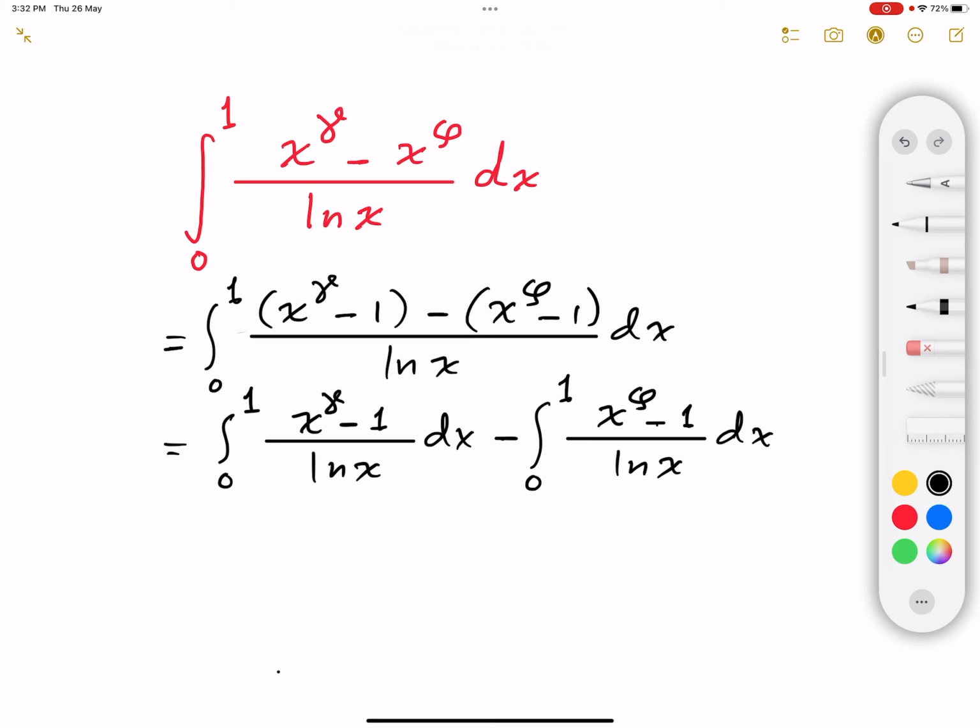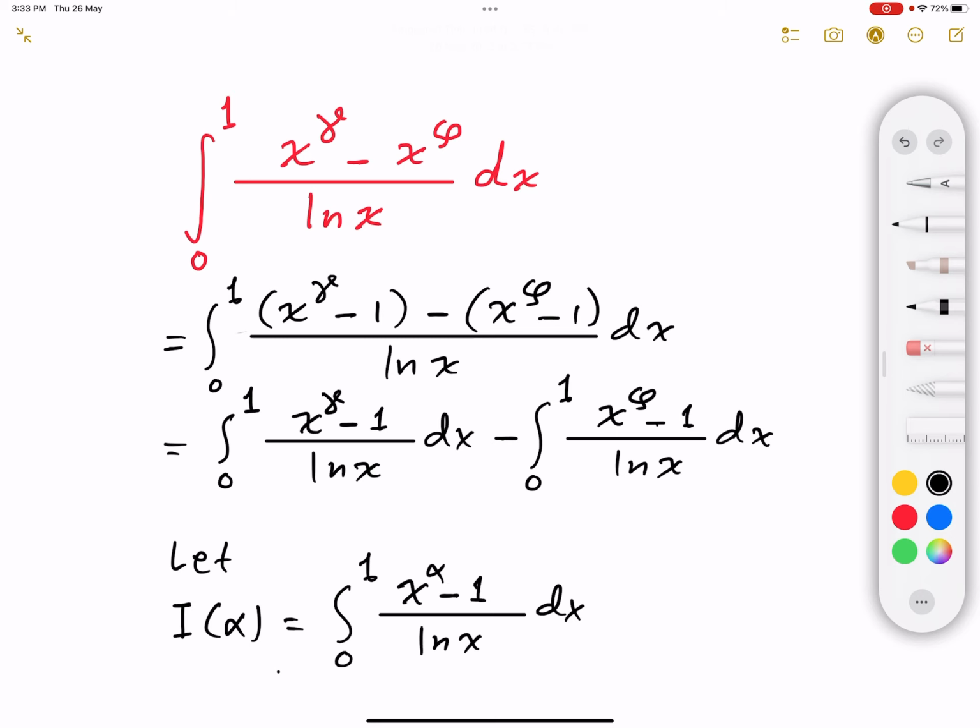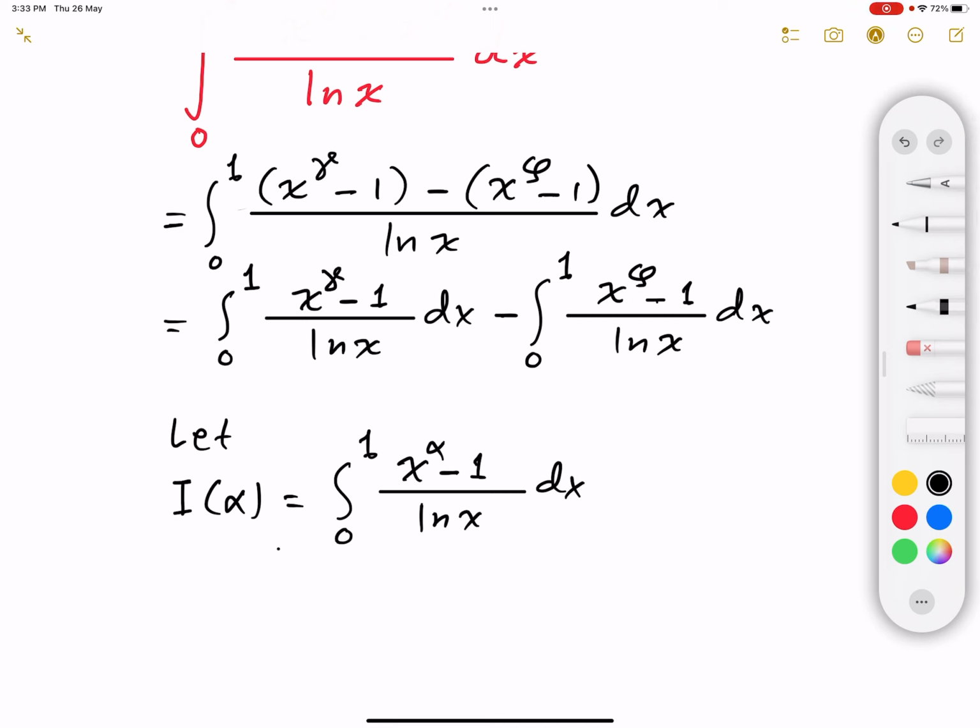So what I'm going to do is define a general integral, and I'll call that I(α), which is going to be the integral from 0 to 1 of (x^α − 1) divided by the natural logarithm of x dx. And what I'm going to do now is differentiate both sides with respect to alpha. So alpha is going to be the variable here.